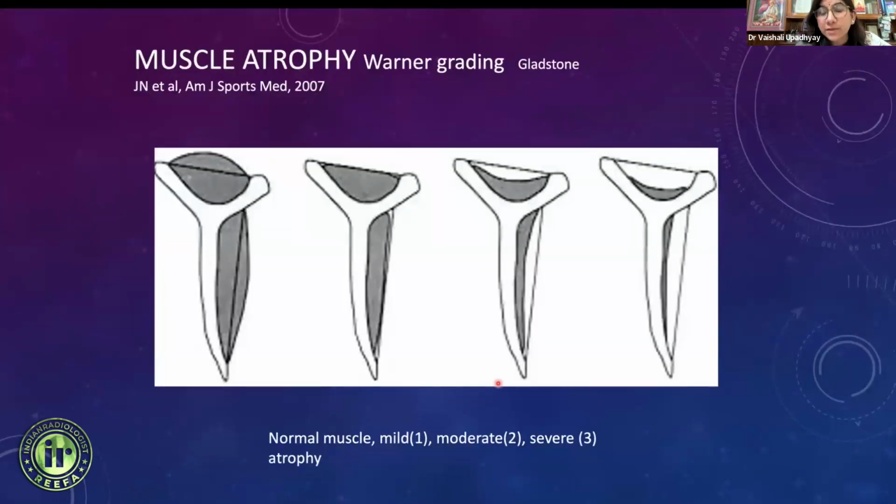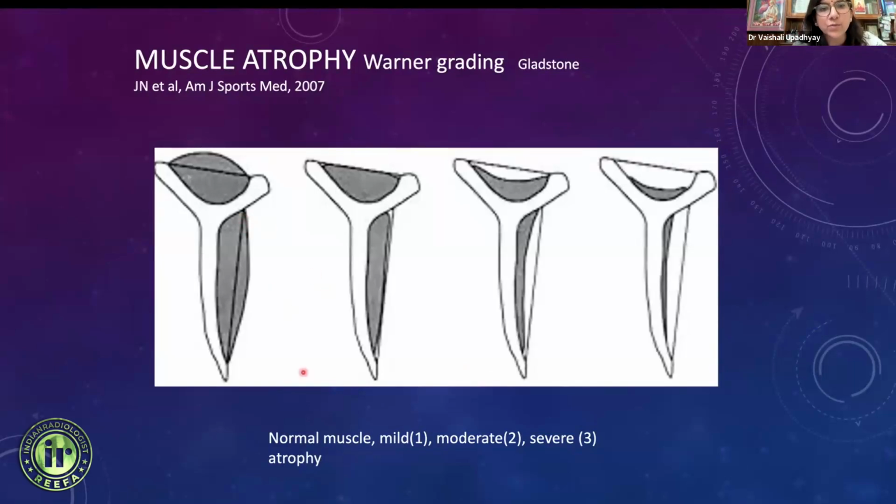And then muscle atrophy. Suppose the surgeon is thinking of doing a repair and you're saying all the muscles are normal. So he'll think accordingly. But the problem will be that if the muscles are not fine, then just repair of the rotator cuff will not bring the expected outcome. And it will put the surgeon also in a difficult position if he has prognosticated the patient. So remember to talk about muscle atrophy.